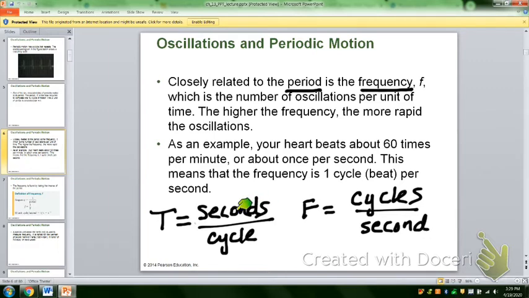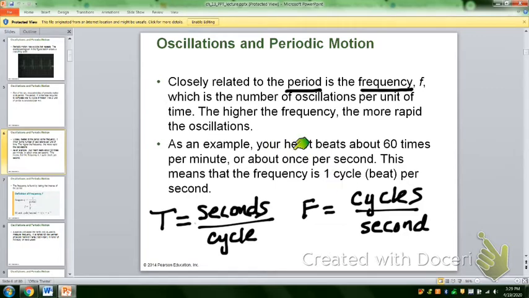So if there's 4 seconds in 1 cycle, then that means there would be 1/4 of a cycle in a second. So go through that again. If it took 4 seconds to complete 1 cycle, for example, the yo-yo going down to the ground and coming back to your hand, that would mean that there's 1/4 of a cycle in 1 second. So they are simply reciprocals of each other.